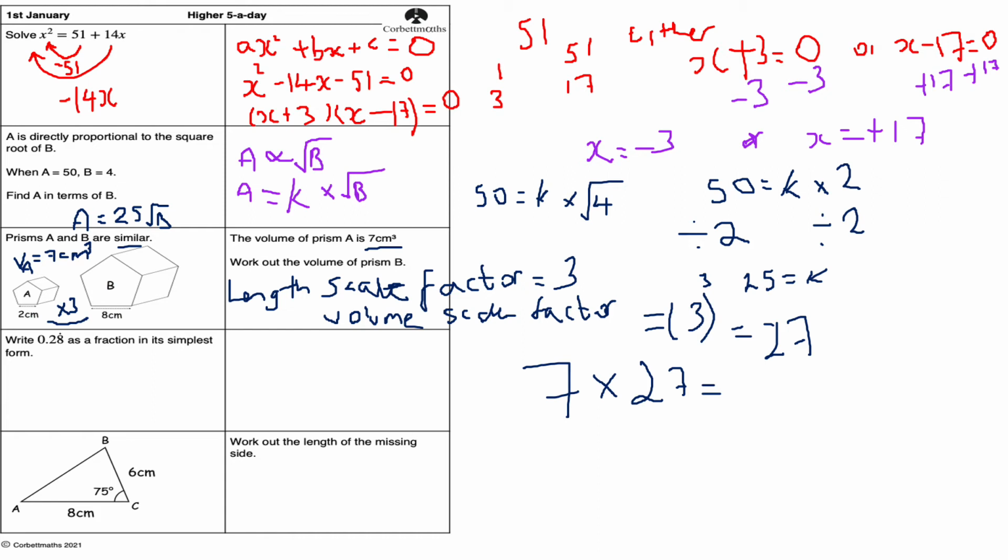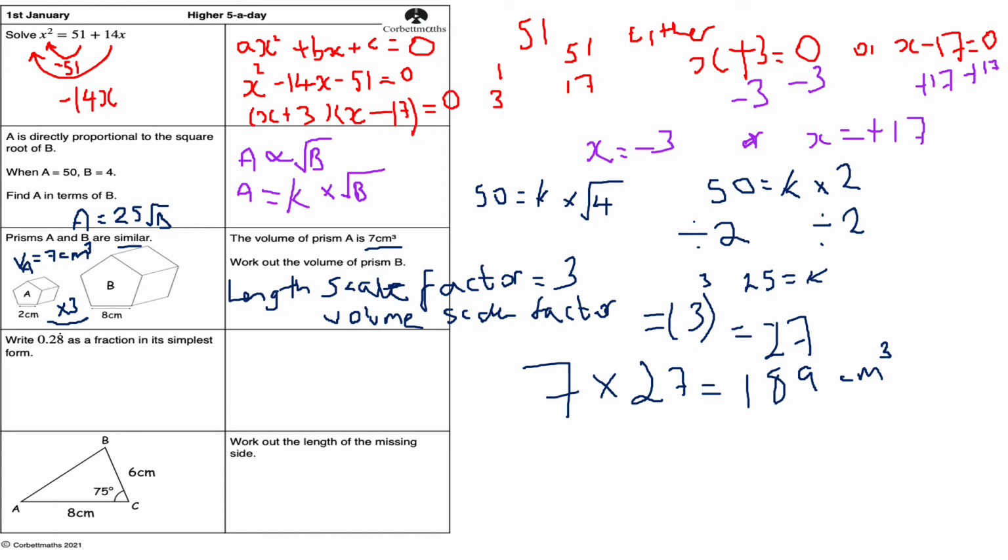so working out 7 times 27 gives an answer of 189 centimeters cubed. And that is our volume of prism B.